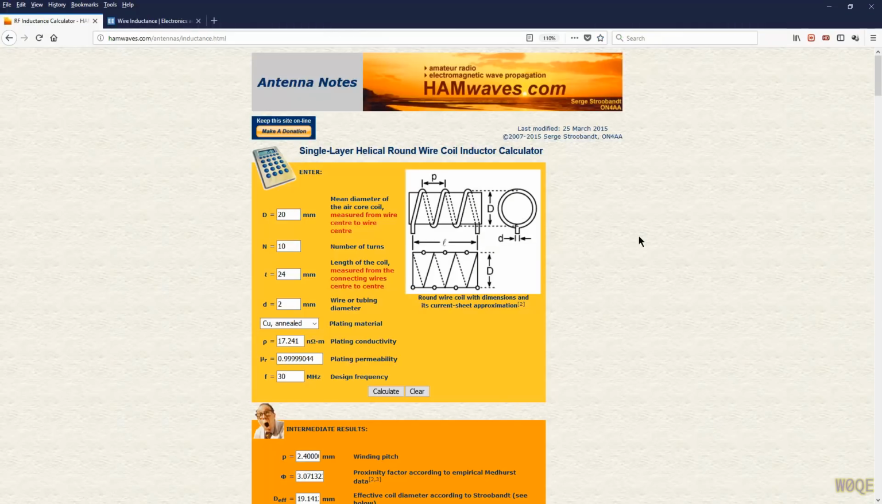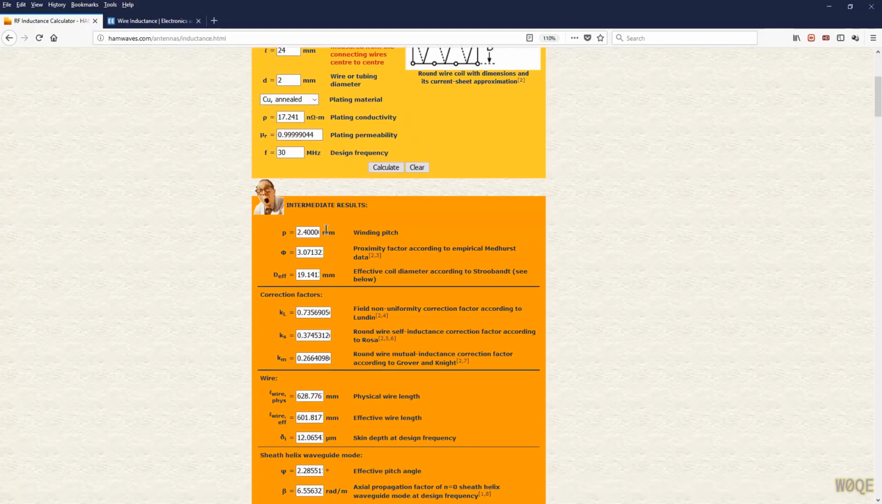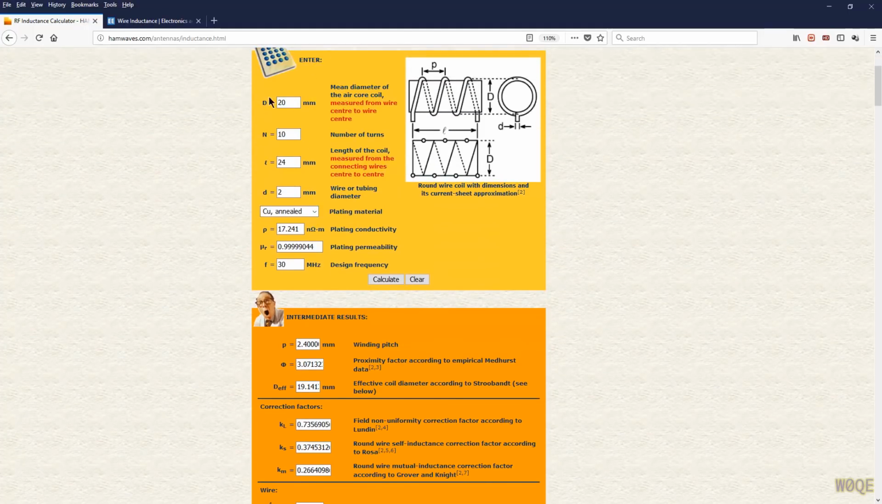Another thing that we can do is make use of resources that are particularly good to help us estimate what our components may look like. There's a really good inductance calculator on hamwaves.com/antennas/inductance, where you design a coil. Here I've designed a roughly 1 microhenry coil, 20 millimeter mean diameter, 10 turns, 24 millimeters in length, 2 millimeter wire, which is roughly number 12 gauge wire.